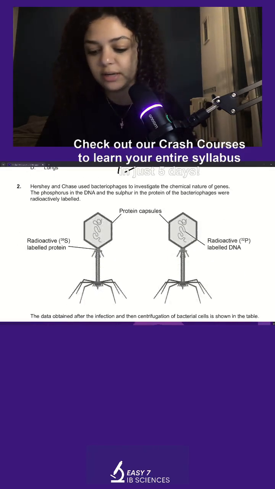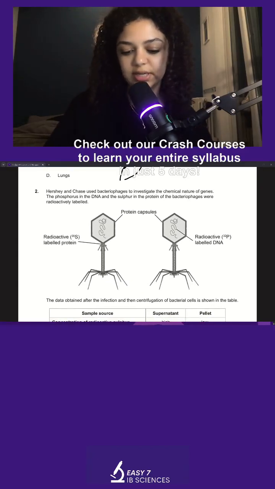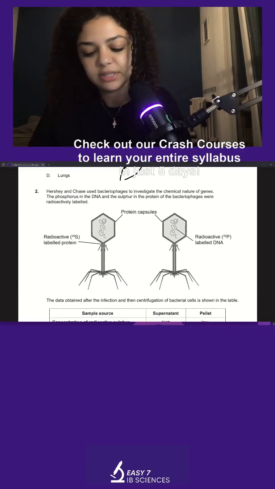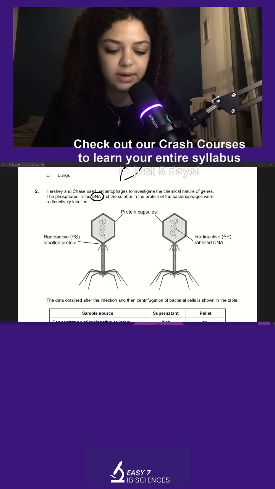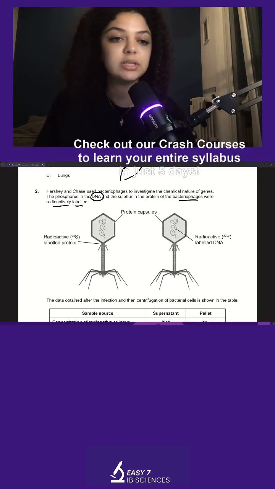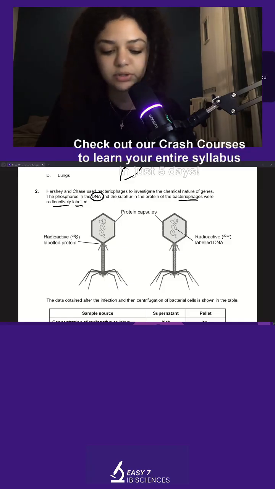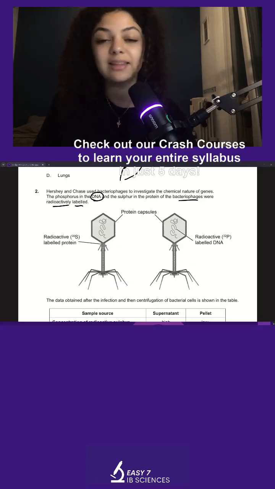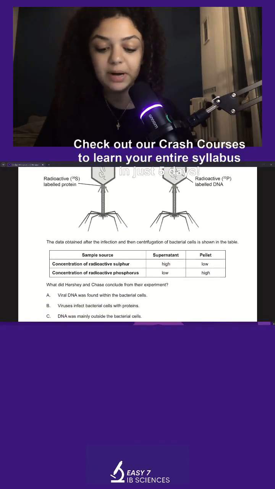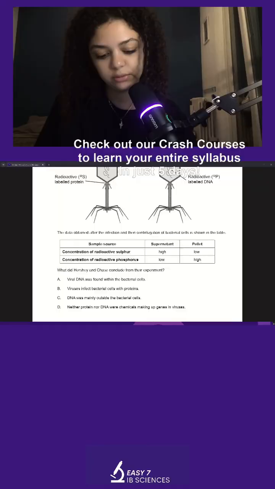Good job, guys. Okay, Hershey and Chase used bacteriophages to investigate the chemical nature of genes. The phosphorus in the DNA and the sulfur in the protein of the bacteriophages were radioactively labeled. This is an old syllabus question. It's a repeat question. So if you've been doing past papers, you know exactly how to answer this. I think it's slightly on the harder side just because teachers don't teach this so well. But once you learn it very well, then you're quite good to go.